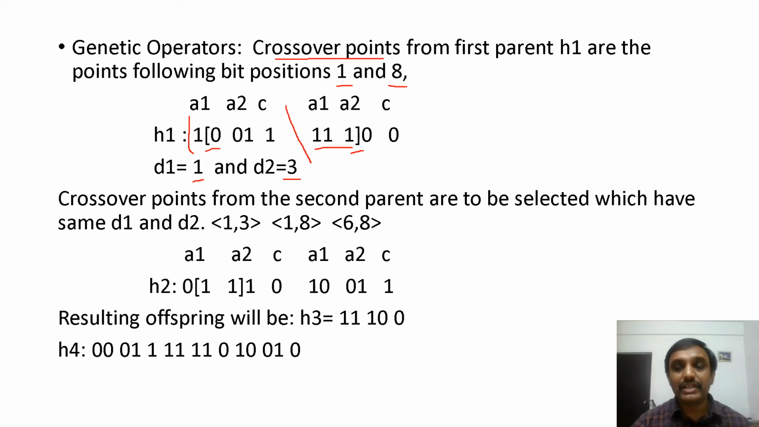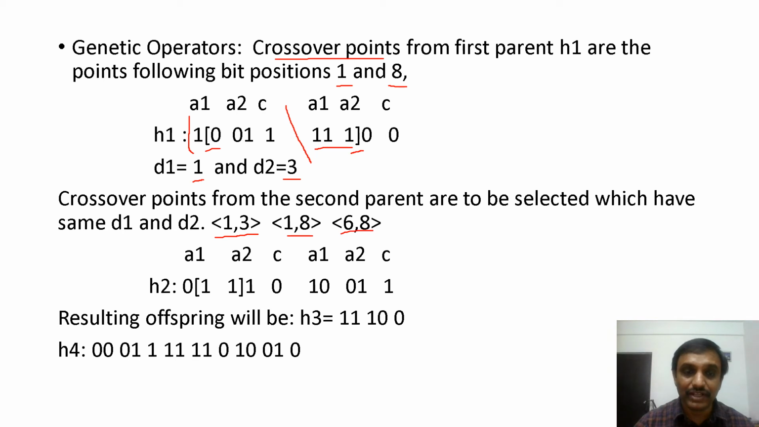With the same D1 and D2 values, to get the same D1 and D2 values in the second parent also, we have to select the crossover points for the second parent. So what are the possible ones here? We have 1 3, 1 8 and 6 8.